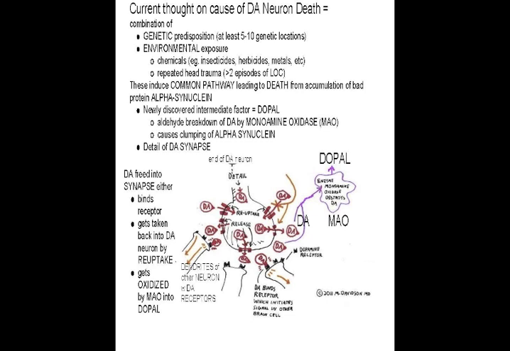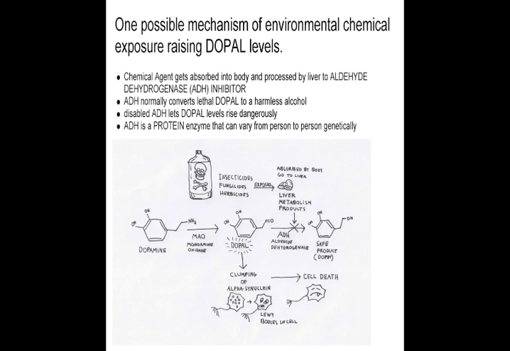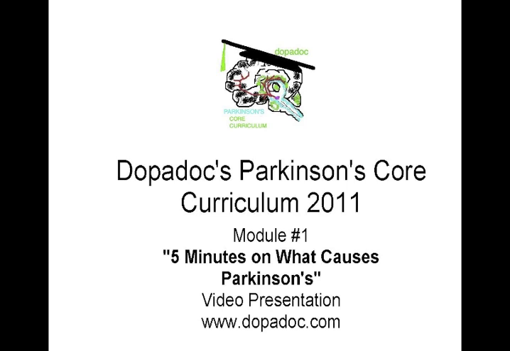how does this work? Well, there's a clumping of this bad protein called alpha-synuclein, and it's produced when a compound called dopal, which is from the breakdown of dopamine by monoamine oxidase, is released. Dopal is gotten rid of by aldehyde dehydrogenase, and interestingly enough, insecticides and some of those bad chemicals inhibit aldehyde dehydrogenase, raising dopal levels and increasing clumping of alpha-synuclein, causing cell death in Parkinson's. So that's a summary, 5 minutes on what causes Parkinson's disease.